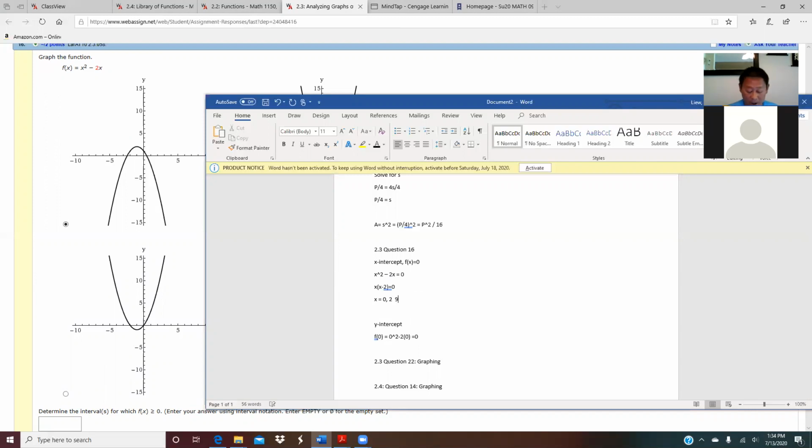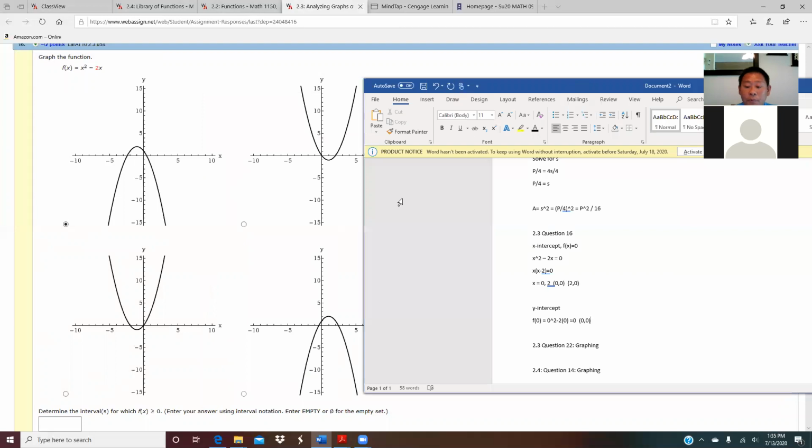Don't forget, this is coordinates (2, 0), because that's the 0, 2. And your y-intercept is at (0, 0). So you need to find a graph that fulfills this function here. So you find out that this is (0, 0), and (0, 2). So it looks like the answer is this one.